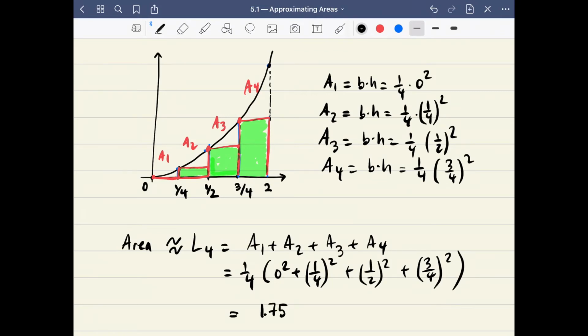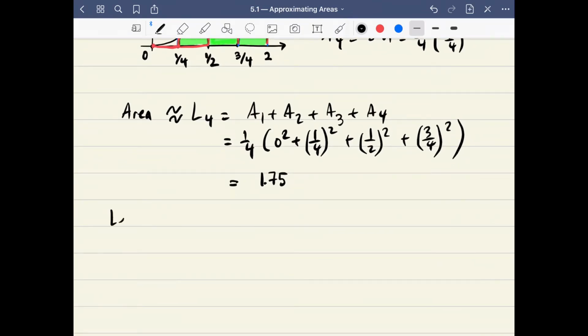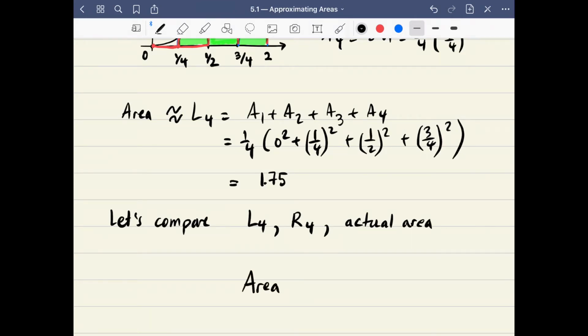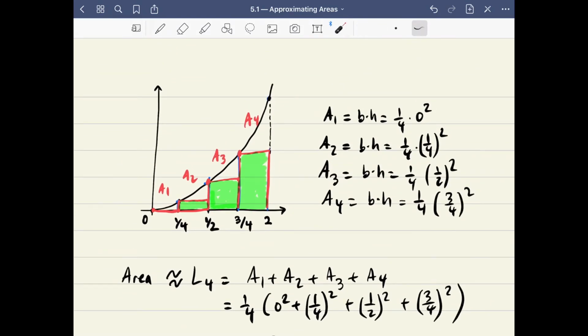Now, let me also make another remark here. Let's compare L4, R4, and the actual area. So as you can see from the pictures, in this green picture here, the approximated area is less than the actual area because there's some missing part here, here, and here, and here.